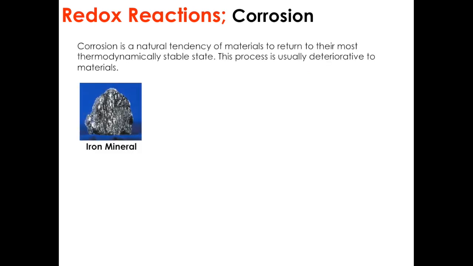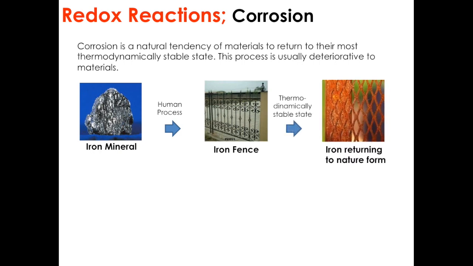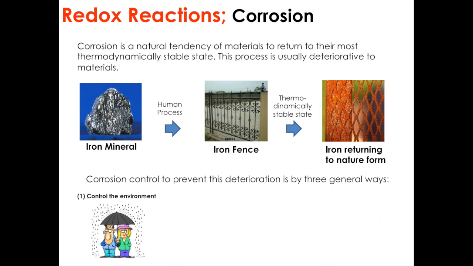Corrosion is a natural tendency of materials to return to their most thermodynamically stable state. This process is usually deteriorative to materials. Iron metal, for example, is mined and by human processes can turn into a fence. But later on, by thermodynamically stable states, it will be looked for and iron will try to return to its natural form. Now, corrosion can be controlled to prevent this deterioration in three general ways.